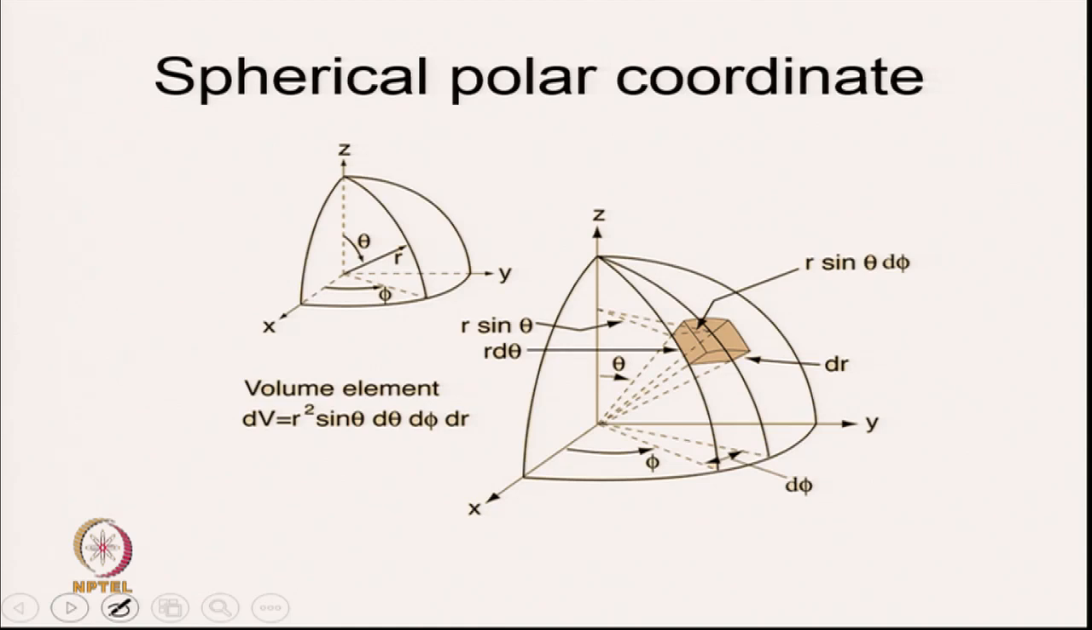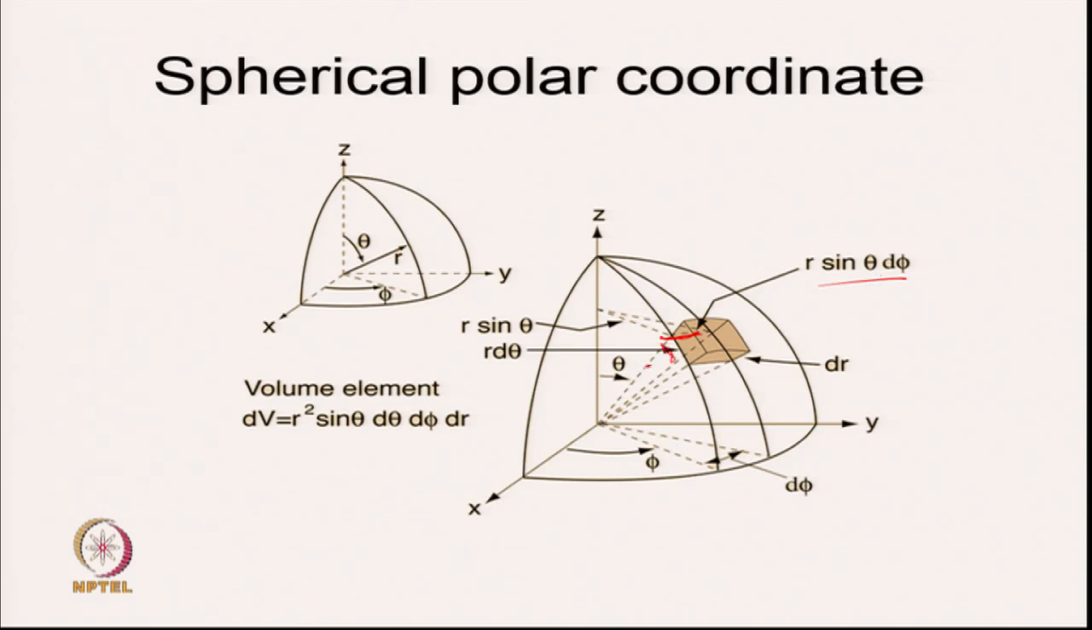polar coordinate system. For that we need to calculate the volume element, and the way we do it is, if you remember, this is theta and this is your r. So, this will be r cos theta and this will be r sin theta. So, this is your r sin theta, and if this angle is phi, then whole length will be r sin theta d phi.